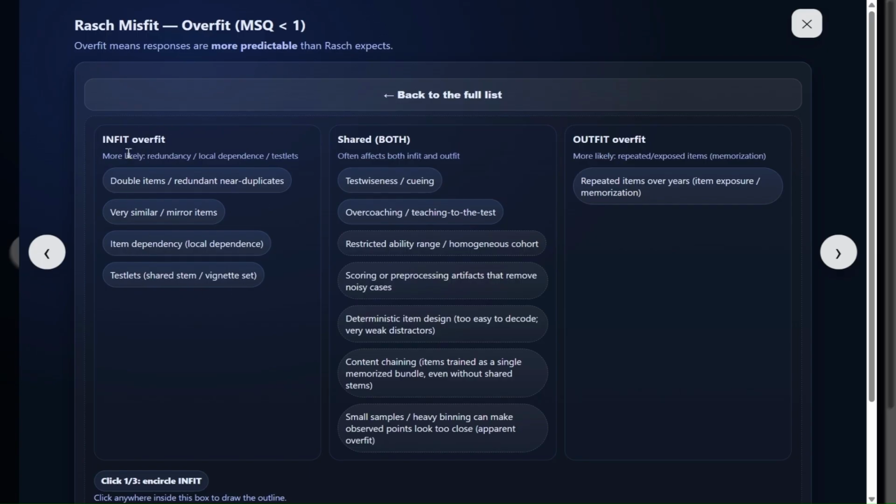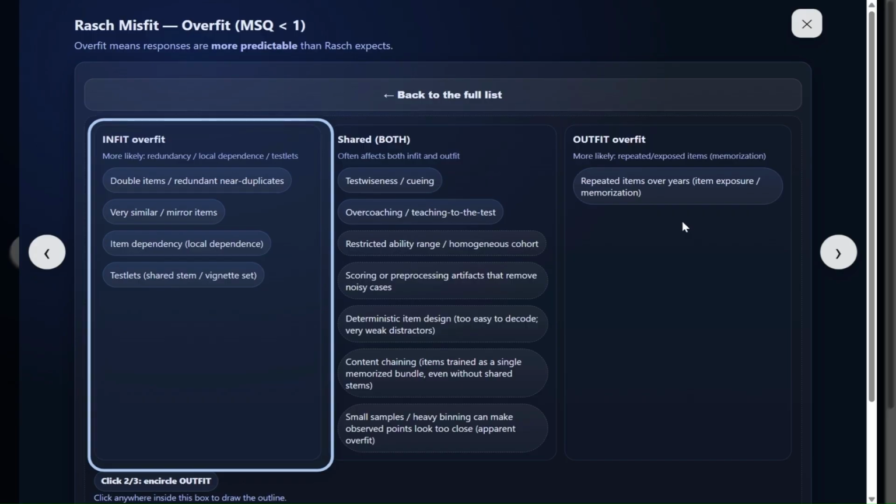So the overfit in the infit area usually is due to double items, redundant near duplicates, very similar mirror items, and item dependency and local dependence, as we said. But the outfit overfit is usually due to repeated items over years.